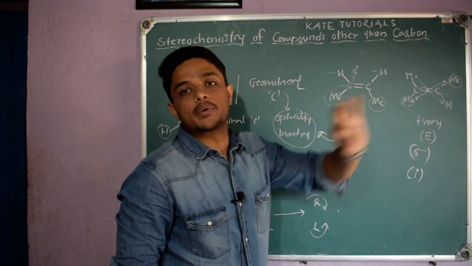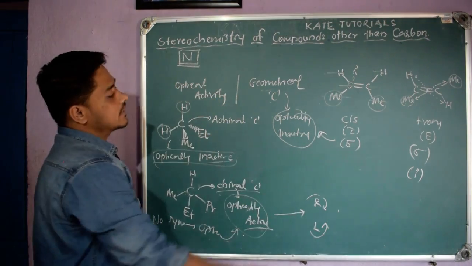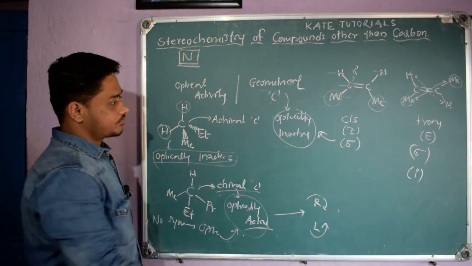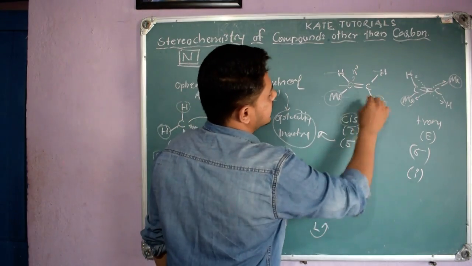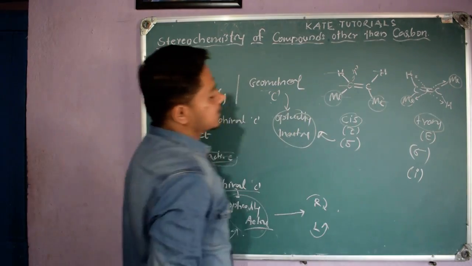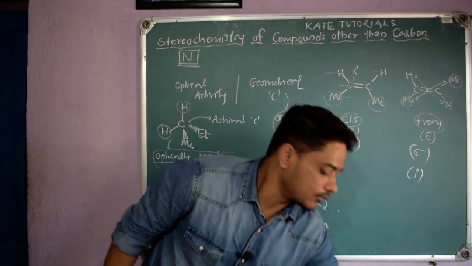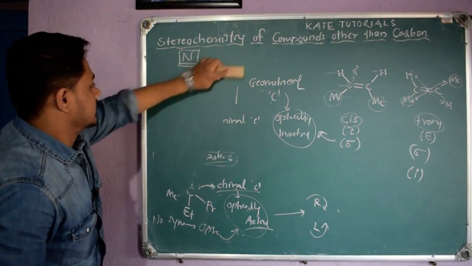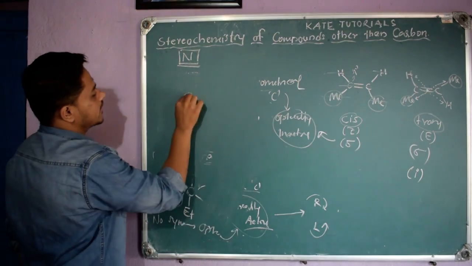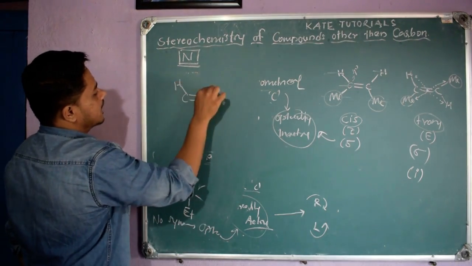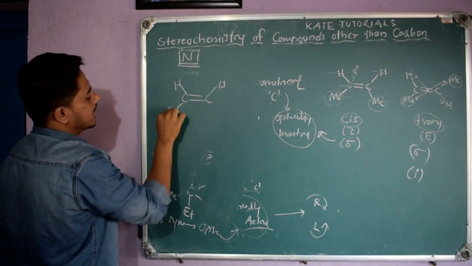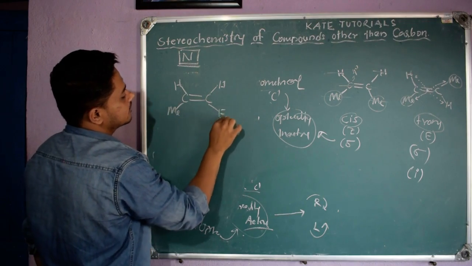So this is also optically inactive, right? But they exhibit geometrical isomerism. As I have told, it is cis and it is trans, right? Sometimes it is named as Z and E. The reason for naming it as Z and E is that, see, the same molecule, if I take it like this, hydrogen, hydrogen, here I have methyl, here I have ethyl.